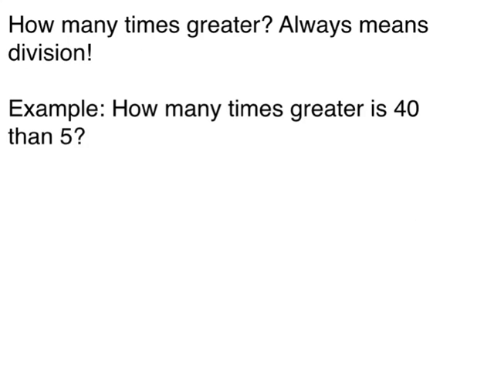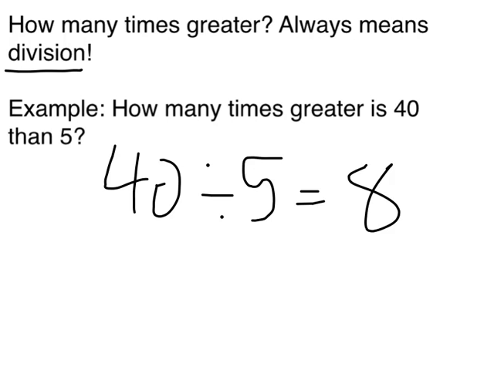Let's look at a couple more. One thing I want you to think about is whenever you hear the phrase "how many times greater," that always, always, always means divide. For example, if I were to ask how many times greater is 40 than 5, that's saying how many times can I count by 5 to get to 40? In other words, 40 divided by 5 is 8. So 40 is 8 times bigger than 5. How many times greater? Always division.